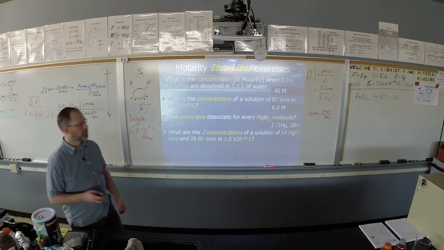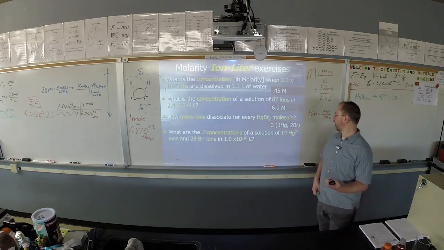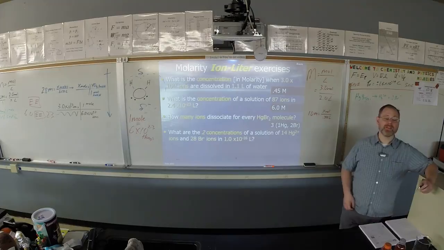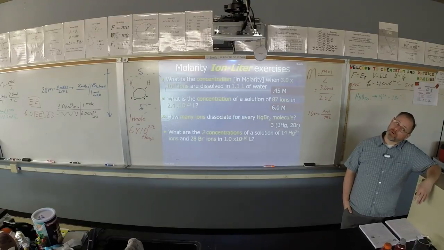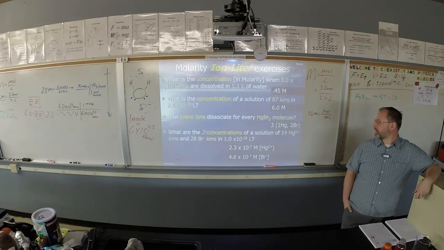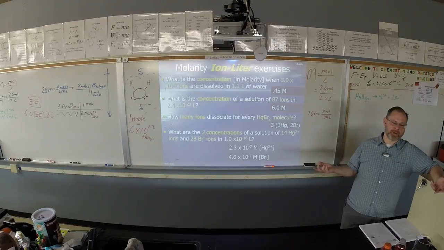So 14 divided by 6 times 10 to the 23rd gives you the moles of mercury. 28 divided by 6 times 10 to the 23rd gives you the moles of bromine. Those moles divided by your volume of 1.0 times 10 to the negative 16 is going to give you these concentrations. And it should make sense that the concentration of the bromine is exactly twice the concentration of the mercury, because there's twice as many.